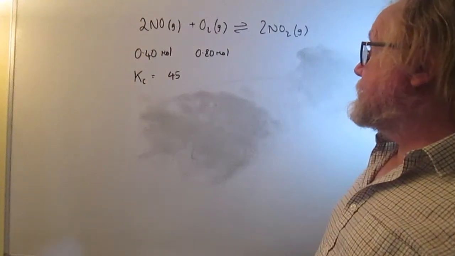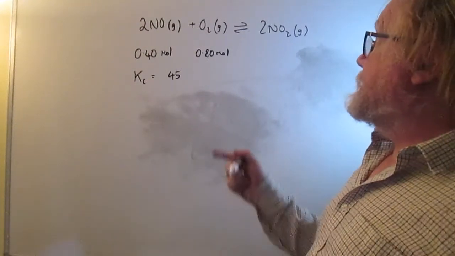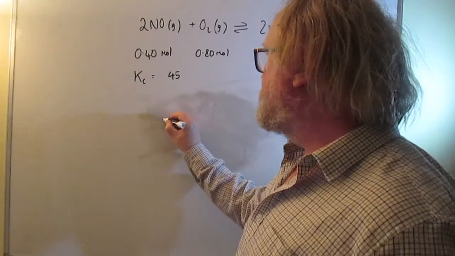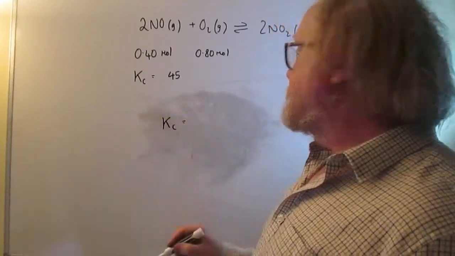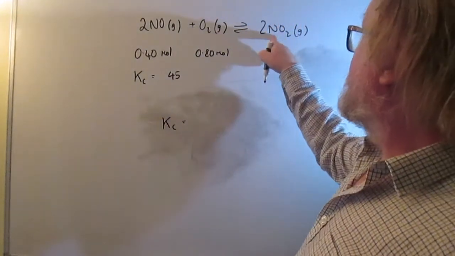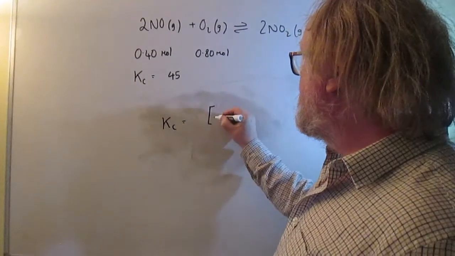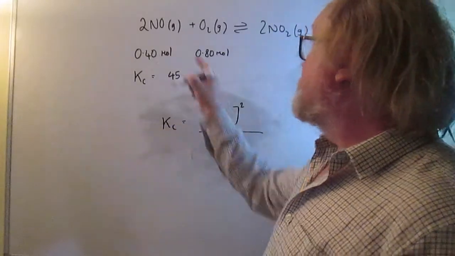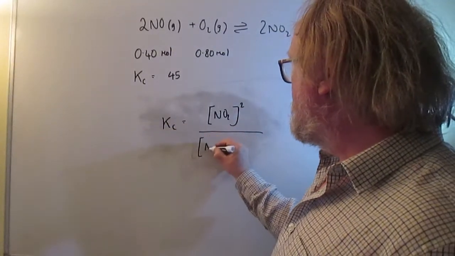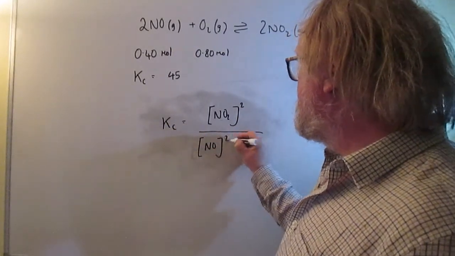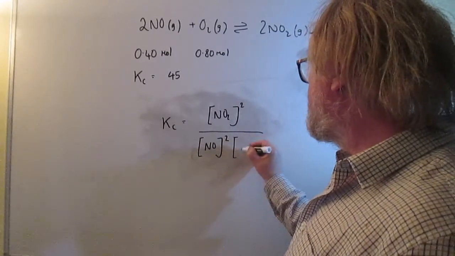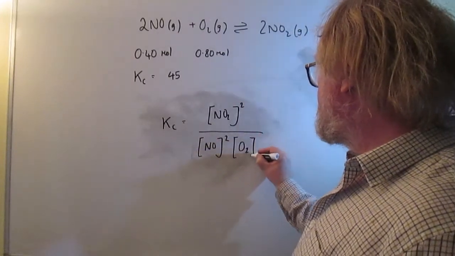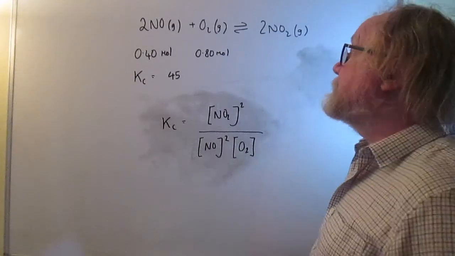Question 18 begins simply with a definition of Kc for this reaction. So Kc, remember, is in terms of concentrations, and the stuff on the right goes on the top. So we have NO2 squared, and then the stuff on the left goes on the bottom, so NO squared, because there's two of them, times O2. So that's our expression. And then it wants the units.